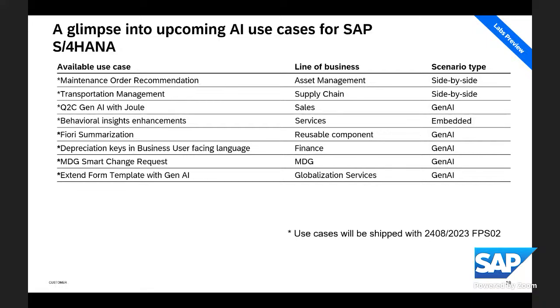So we have several scenarios which are planned to be delivered, and as I mentioned, some of these are planned to be delivered with 2408. Some of these are available as beta releases already. And the idea here is to leverage generative AI and integrate it directly into complex business processes, making it easier for businesses to adopt and benefit from AI innovations without any extensive custom development.